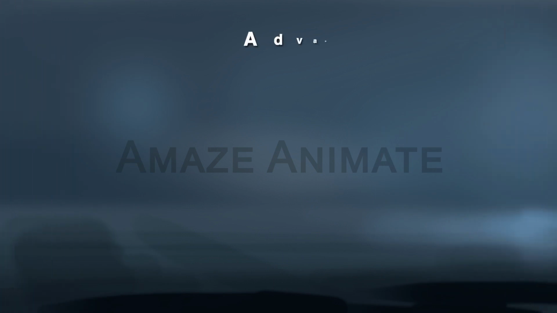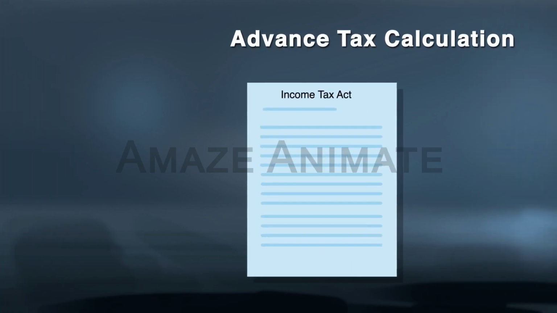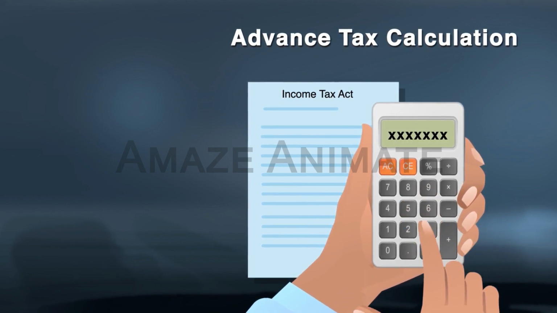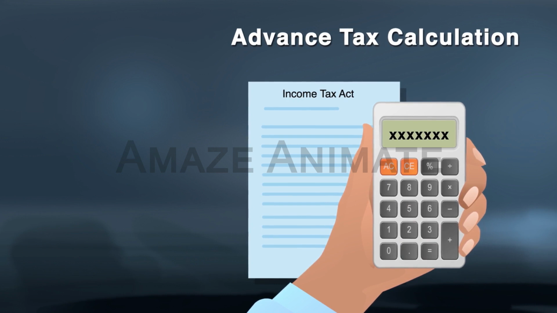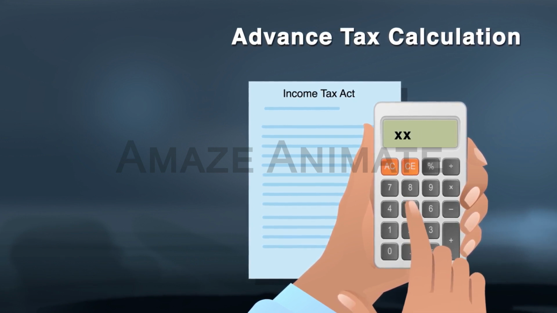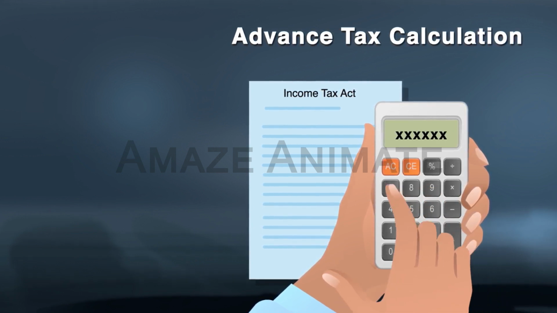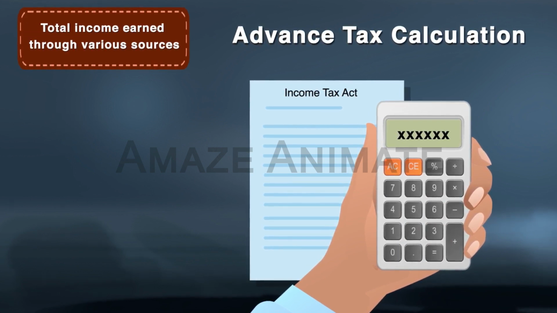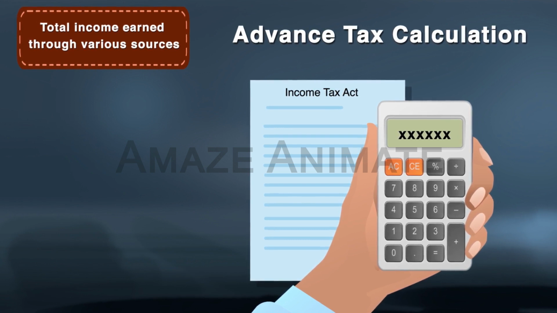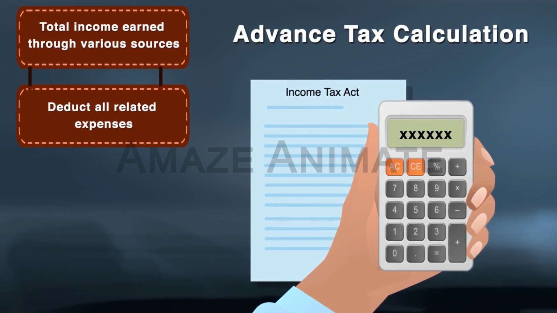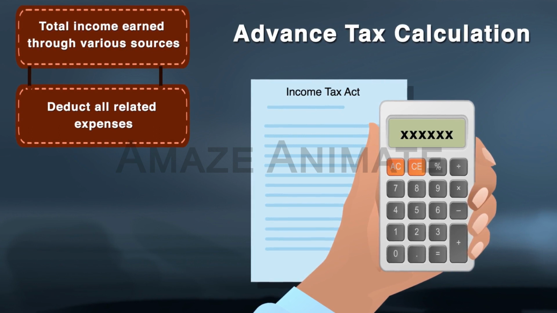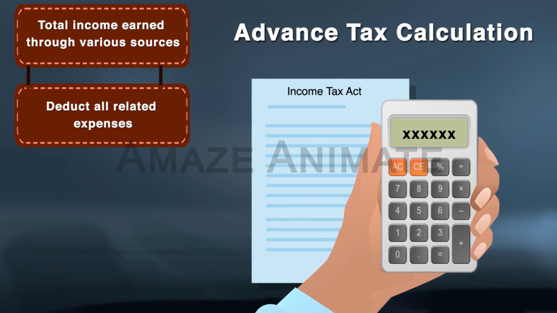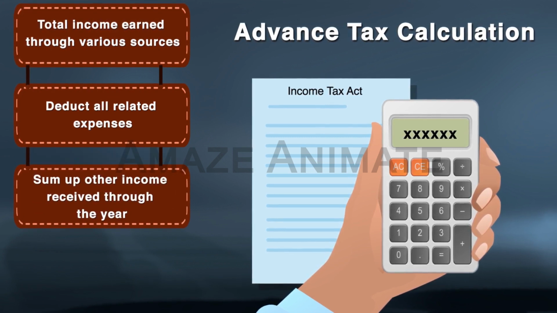Final question would be advance tax calculation. With the help of an income tax calculator, you may determine the amount of tax to be paid. Alternatively, you may also follow some steps to ascertain the amount of advance tax to be paid. Steps are as follows. Determine your total income earned through various sources other than salary. Deduct all related expenses such as internet cost, phone bill, travel expenses, and rent of workspace, and so forth. Sum up other income received through the year.